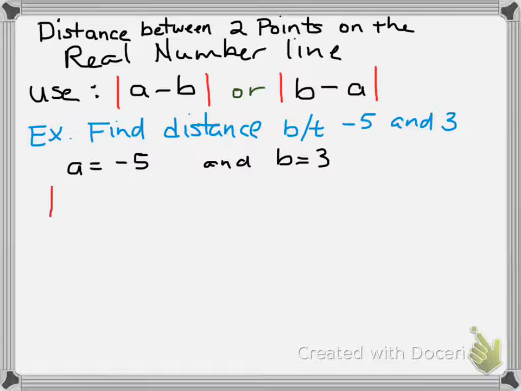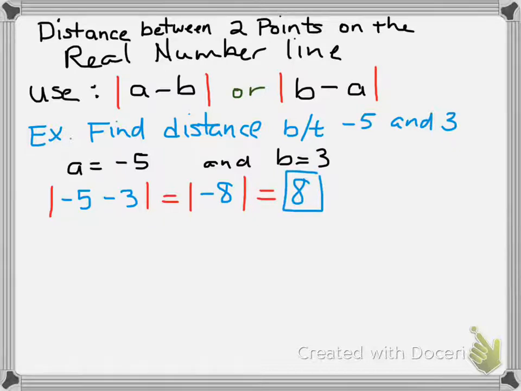So using the formula, we have the absolute value. We're going to substitute the value of a with -5 minus substituting the value of b, which is a 3. Well, -5 minus 3, since they're both negatives, then that becomes a -8. But we already talked about absolute value, and we said it's always going to be positive because of the distance. So the distance will be a +8.